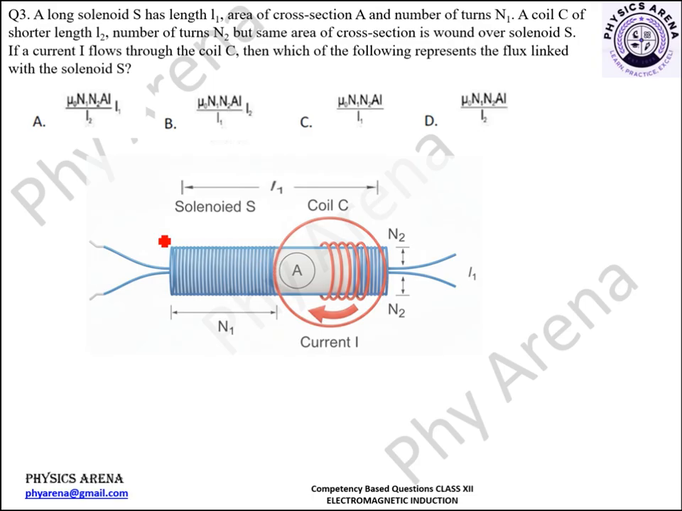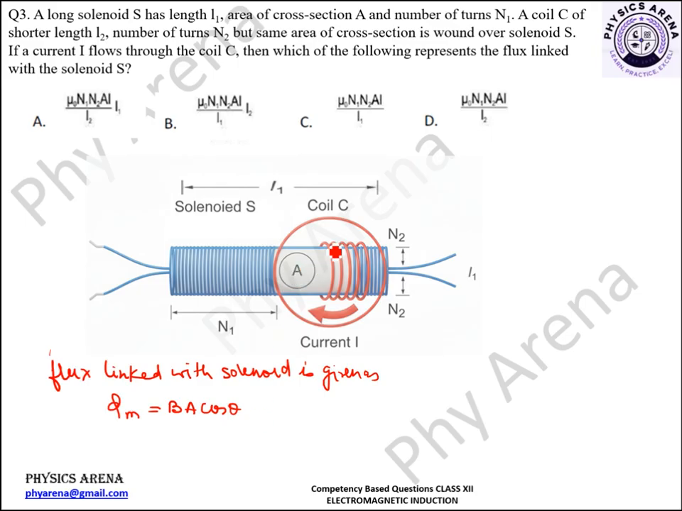So this coil is not completely wound over the solenoid. Now we have to find out the flux linked with the solenoid S. So the solenoid is our secondary coil and the primary coil is the coil C. So we know flux linked with solenoid is given as phi m is equal to BA cos theta.